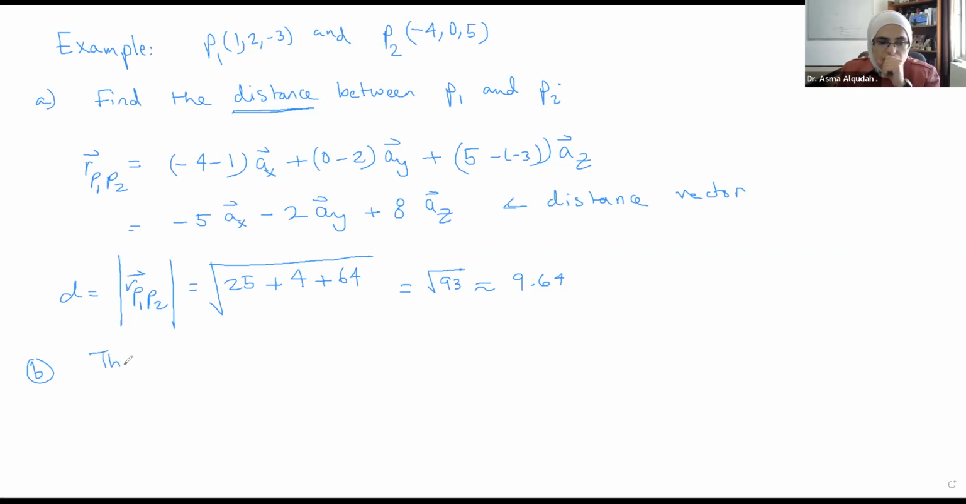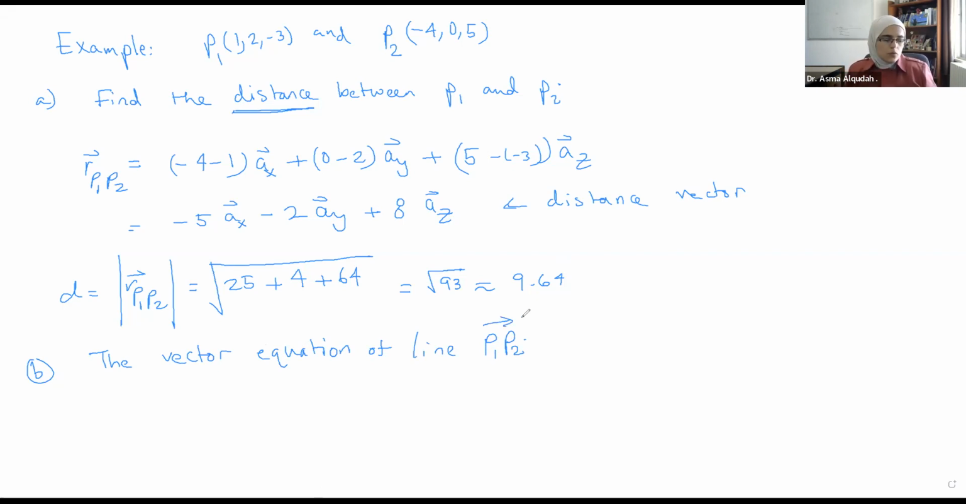The vector equation, the vector equation of line P1, P2. Okay.